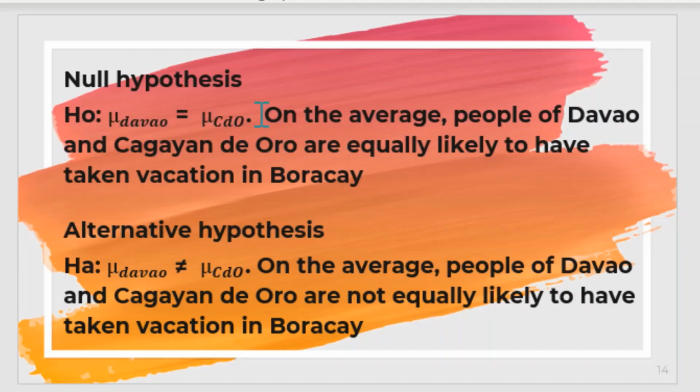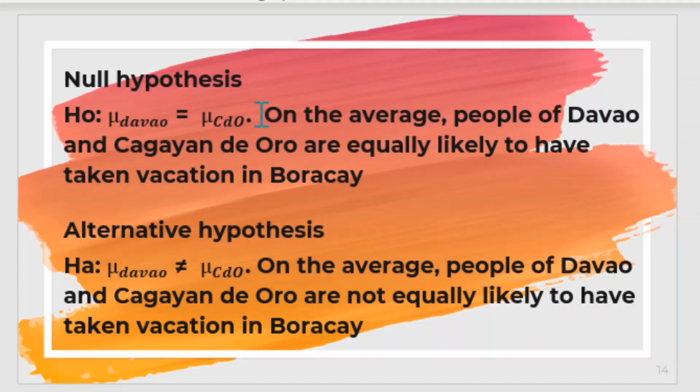For alternative hypothesis naman, we have HA, we have mu of the Davao group is not equal to the mu of the CDO group. So, take note of the difference between the two symbols, equal, not equal, between the null and alternative hypothesis.